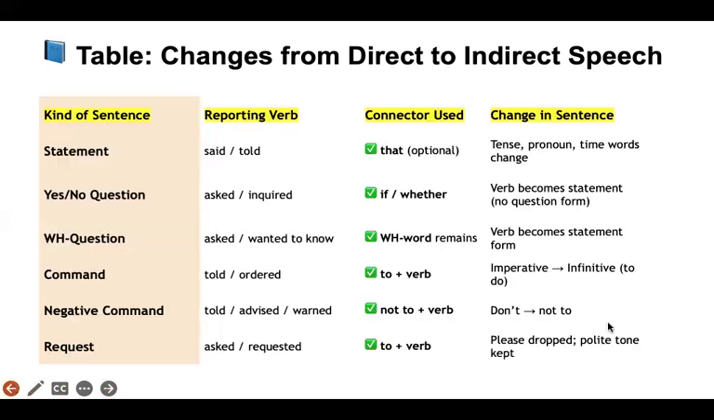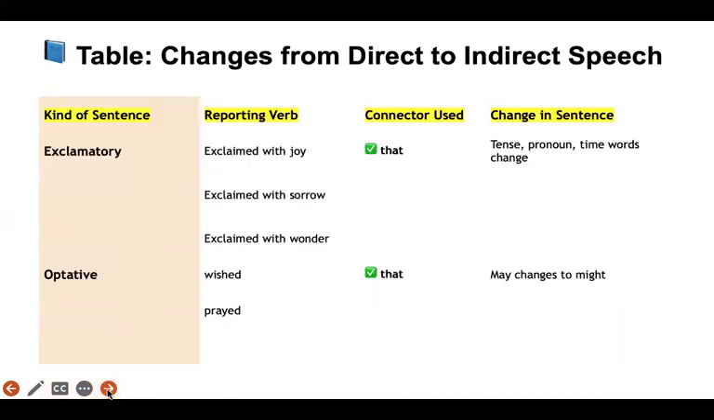Okay. And yes, one more thing. Please drop the any, if it's written please will be dropped. Okay. We will not add this. And exclamatory, we just discussed that we need that. And optative are the prayer or the wishes. So also their reporting verb changes to wish or prayer, and then we again have that.